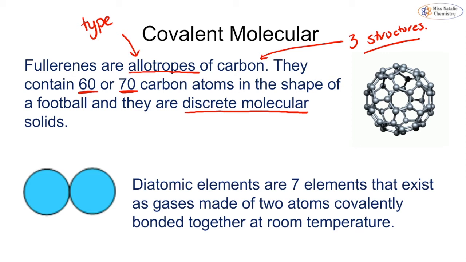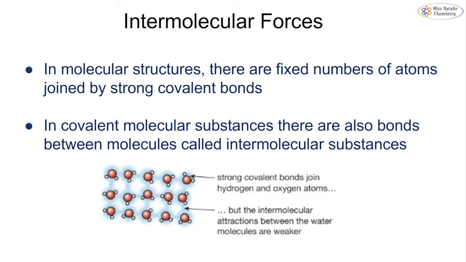Another type of covalent molecular substance are diatomic elements. So we've seen the 7 diatomics that exist as gases, liquids or solids at room temperature, and these are covalently bonded together. Again, these are fixed in their number. They only contain 2 atoms, so they are covalent molecular, very small substances. And within all of these covalent molecular structures, they are joined by these strong covalent bonds.